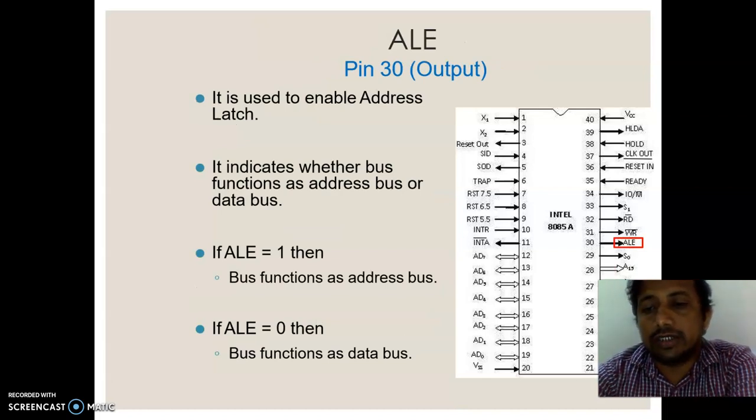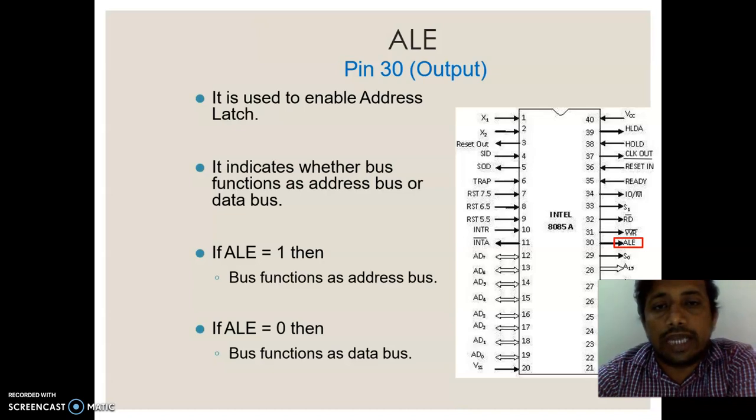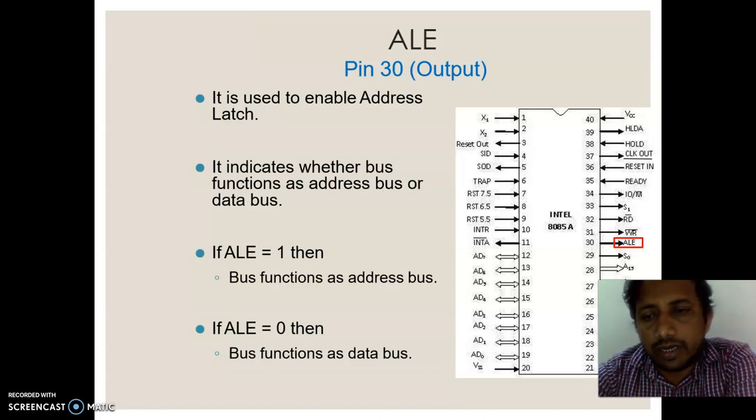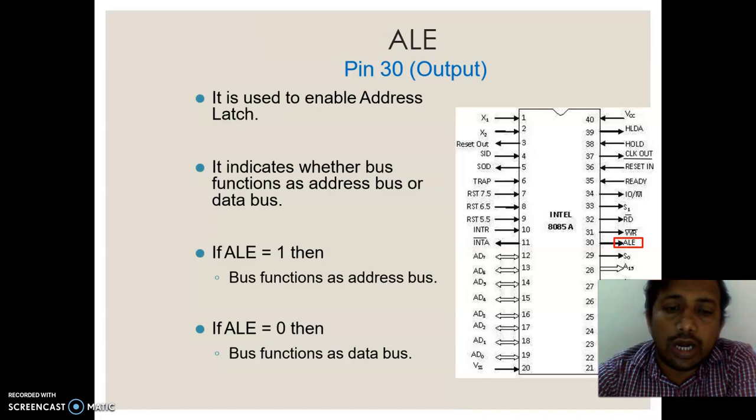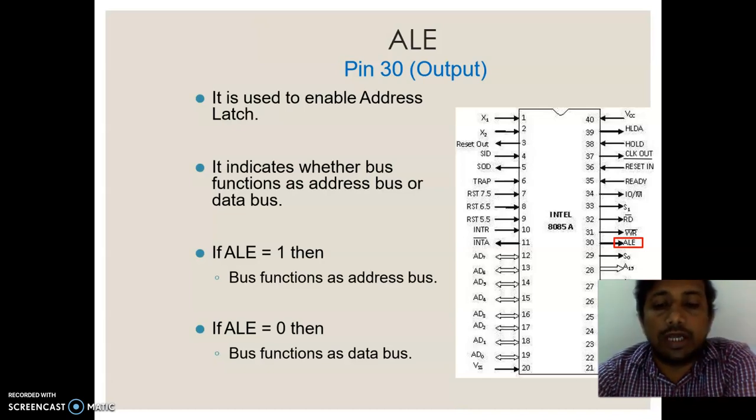So combined, the 16 lines are used for address and data lines. Next comes ALE, address latch enable. This is the pin which is used to hold the address onto the octal latches.